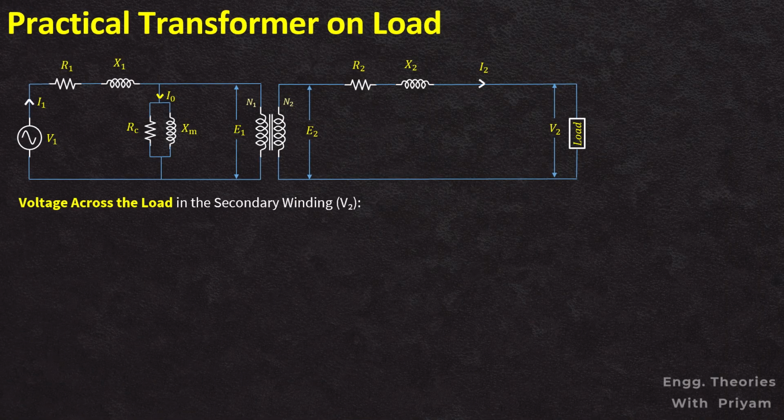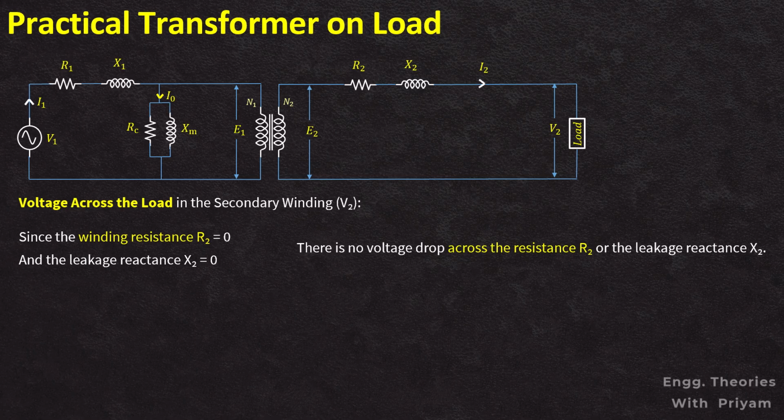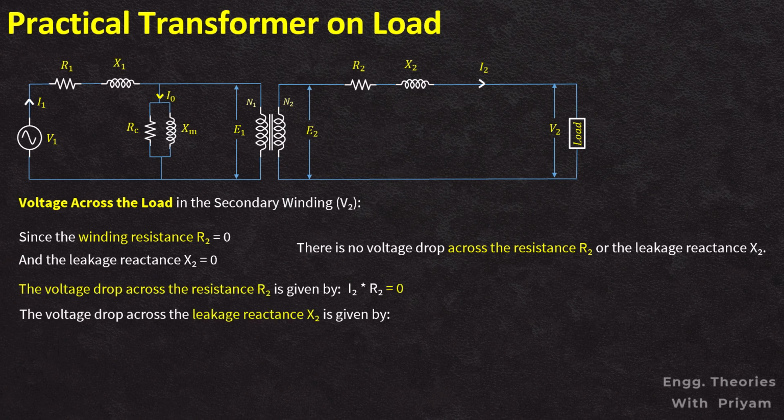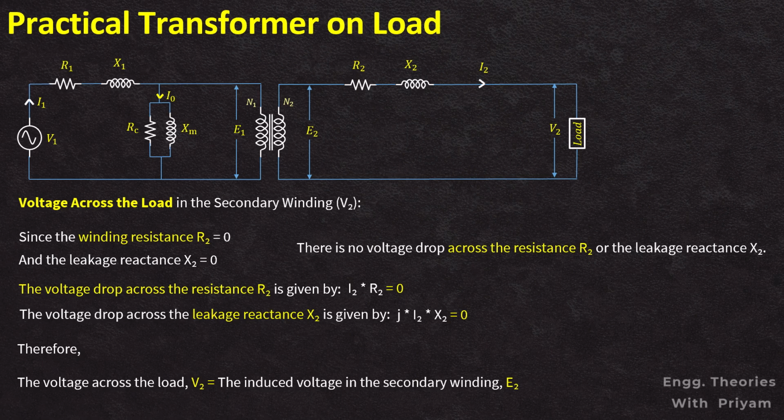Now consider the voltage across the load in the secondary winding, V2. Since the winding resistance R2 is equal to 0 and the leakage reactance X2 is equal to 0, there is no voltage drop across the resistance R2 or the leakage reactance X2. The voltage drop across resistance R2 is given by I2 into R2, which is equal to 0, and the voltage drop across the leakage reactance X2 is given by j I2 into X2, which is also equal to 0. The voltage across the load V2 will be equal to the induced voltage in the secondary winding E2, so we can say that V2 is equal to E2.